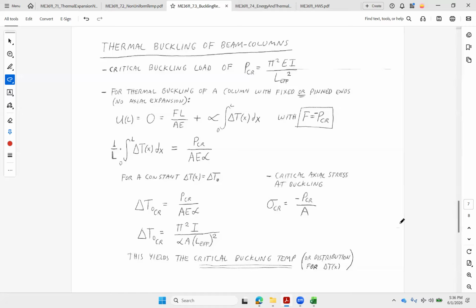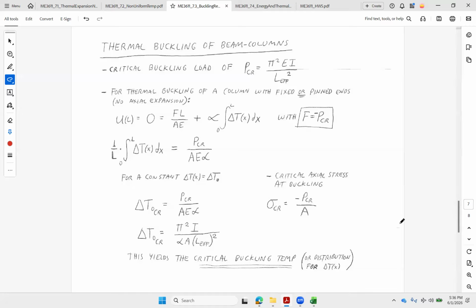So my expression, if I got a constant delta T along the length, I can solve for the delta T that will cause buckling. It's going to be P critical over AE times alpha. Note we came up with a positive number for delta T. That's what we expect to get, because when we heat it up, it wants to expand. By pushing back on it and keeping it the same length, we are compressing it, and that's when it can buckle.